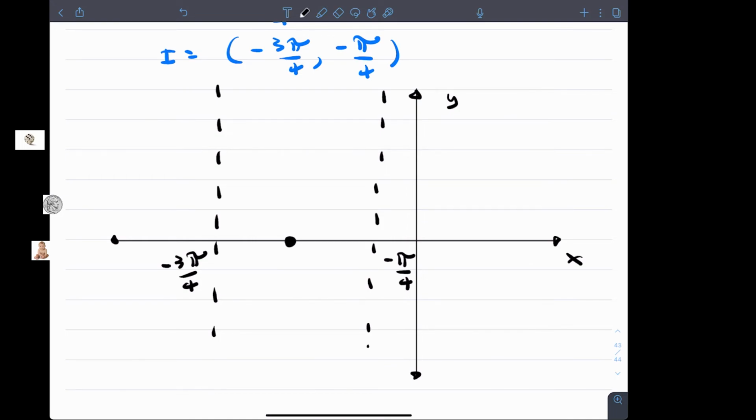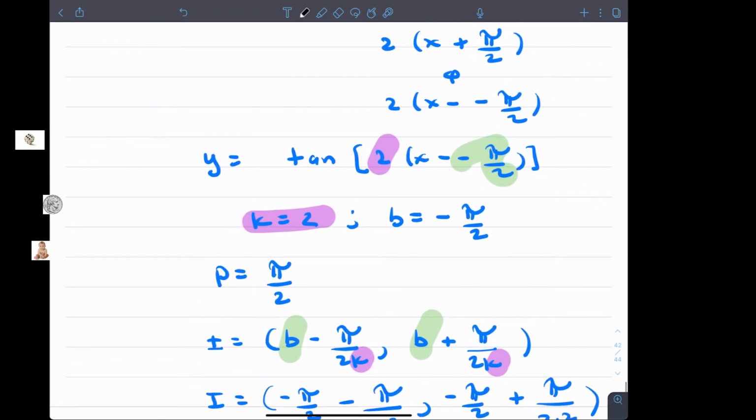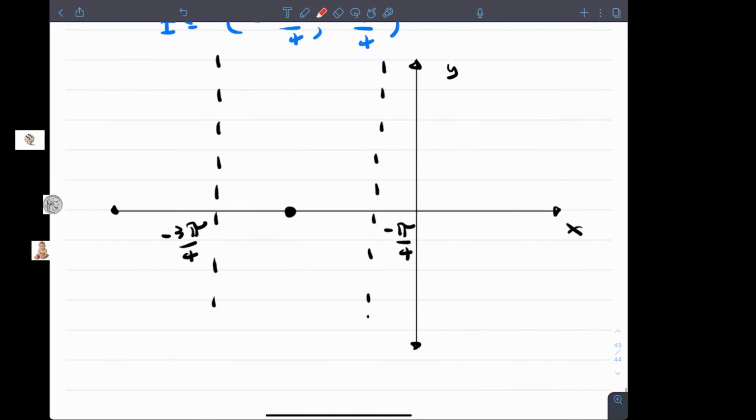I have the horizontal shifting. What do you think that is, ladies and gentlemen? Negative pi over 2. So you say, Mr. Judge, can I just say negative pi over 2? Yes, you can. Can you add these numbers and divide by 2? Yes, you can. What do you think it'll be? Negative pi over 2. All right, you guys okay with that?